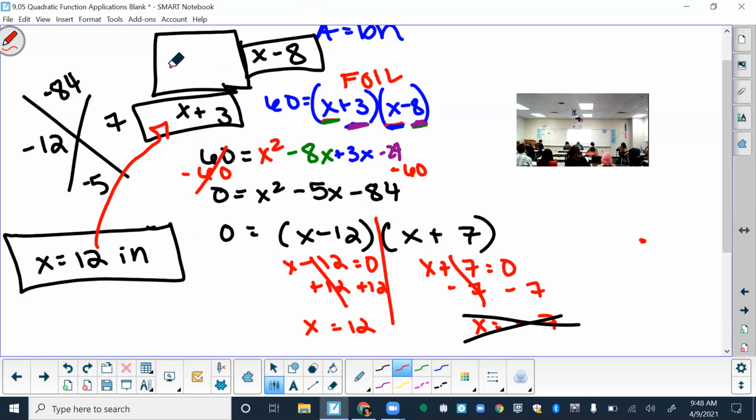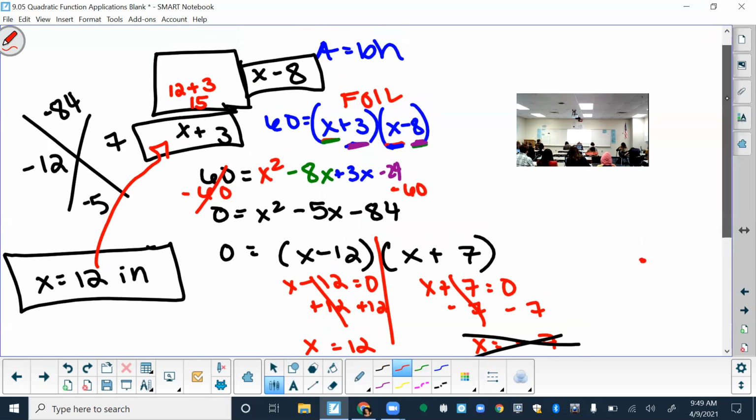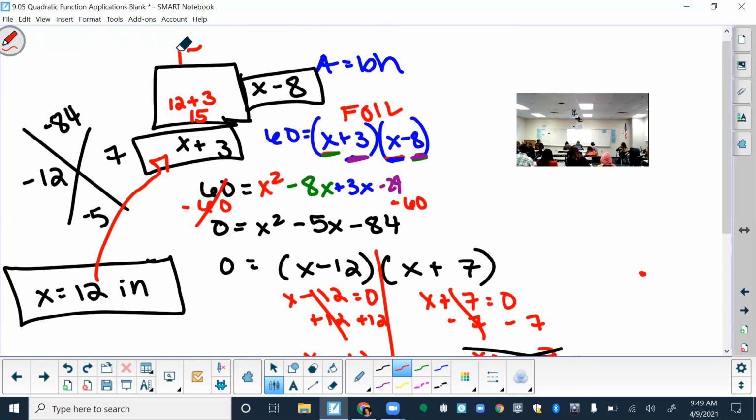So like we have over here, 12 plus 3, what's that? 15. So this side is 15 inches. And then the other side is 12 minus 8, right? Which is 4. So the other side is 4 inches. And that makes sense because when I do 15 times 4, I do get 60 for my area.